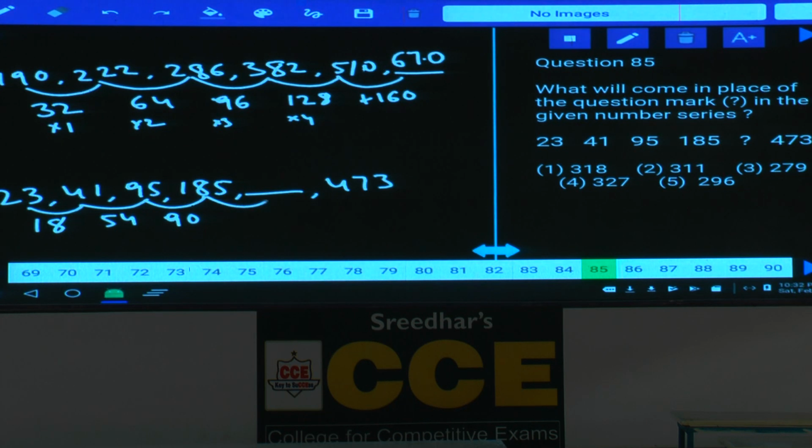Next 126 should be added. If you add 126, the next one must be how much should be added here? 18 into 9. 18 into 9 is how much? 162. Now 185 plus 126, what is the answer here? 185 plus 126 is 311. 311 is the answer.